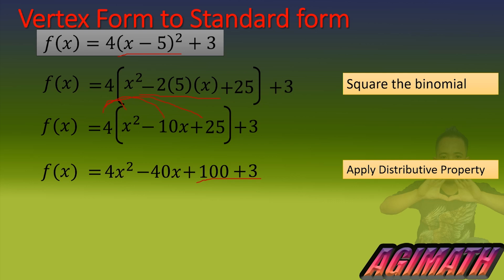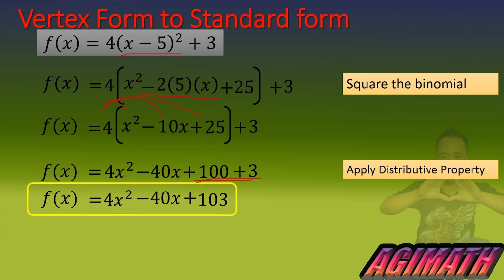So the next step is we are going to simplify, meaning combine like terms if we have like terms. Since we have two constants, we are going to combine 100 and 3. So we are going to have f of x equals 4x squared minus 40x plus 103. And that's it.